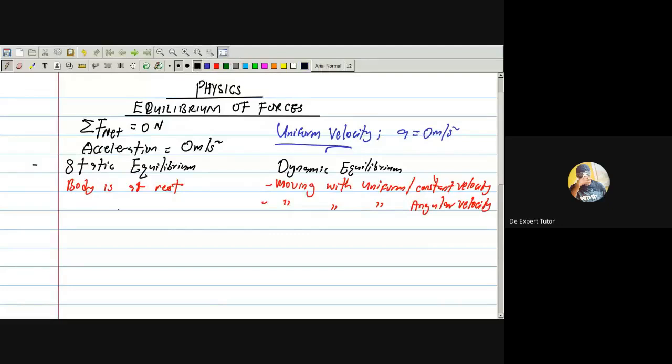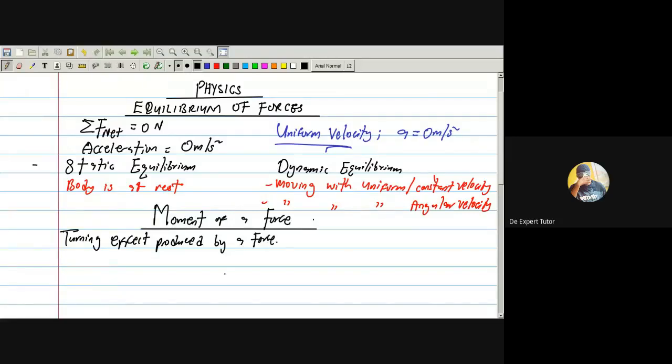What we now want to be looking at is what we call moment of a force. Moment of a force. Now, what is moment? Moment is just talking about the turning effect. Moment is the turning effect produced by a force. The turning effect produced by a force is what we call what? Moment.